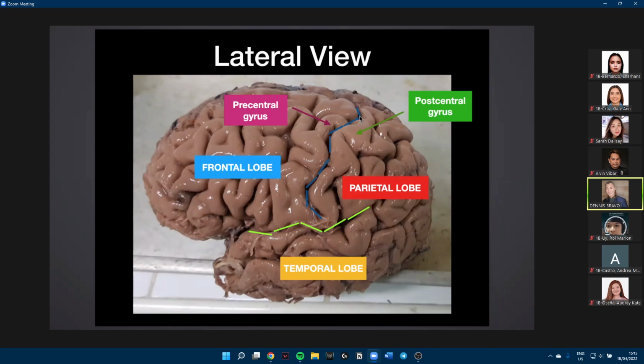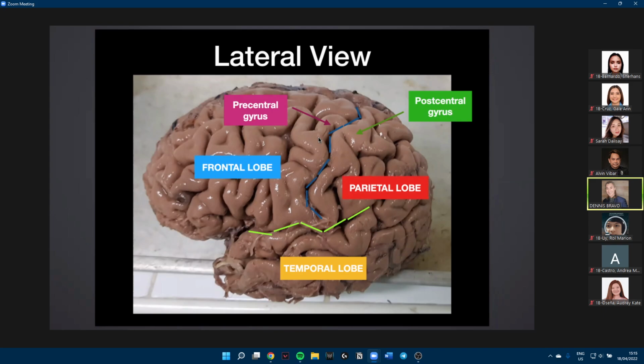And immediately posterior to the central sulcus of Rolando is the post-central gyrus, which is part of the parietal lobe. Now, the precentral gyrus can also be referred to as Brodmann area number 4 if we're going to use the Brodmann area as a means of classifying the different gyri.